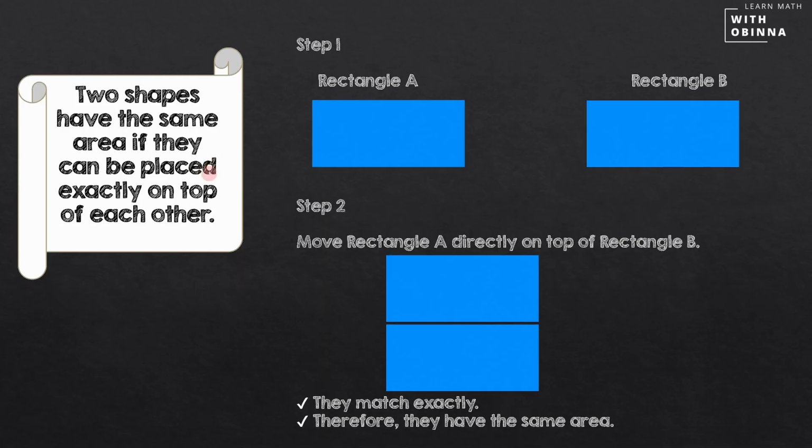Okay? Another important point that we also need to discuss is that two shapes can have the same area if they can be placed exactly on top of each other. Now look at this rectangle A, rectangle B. We can place this together with this. This is A and this is B. If their dimensions are the same, the area of both will be the same. So since they cover the same amounts of space, they have the same area.